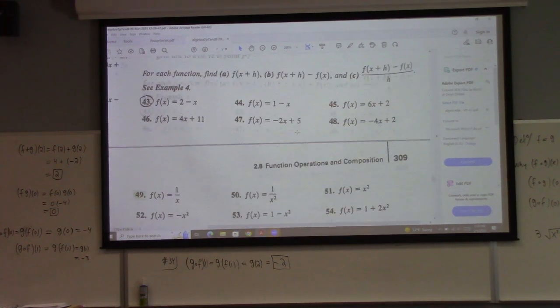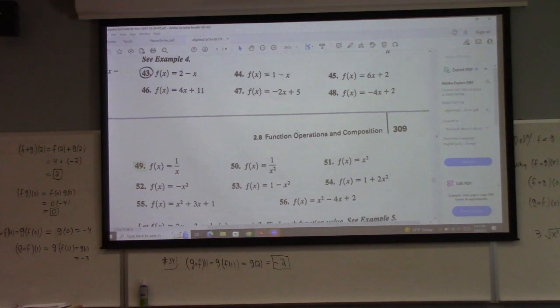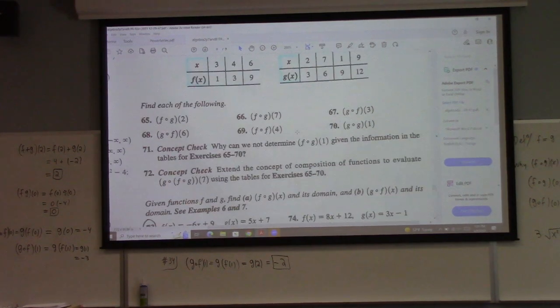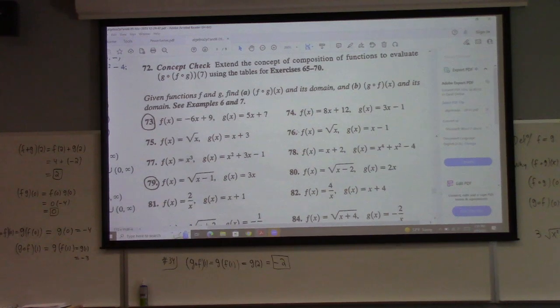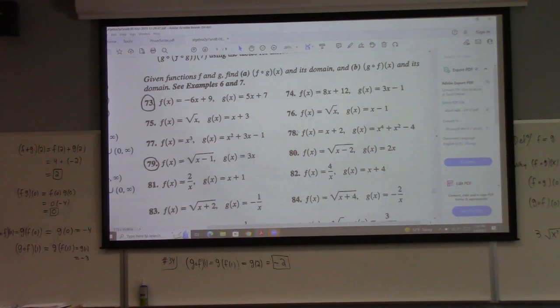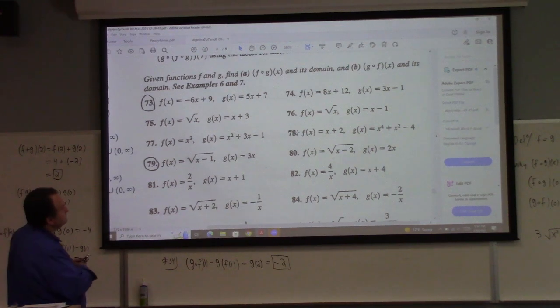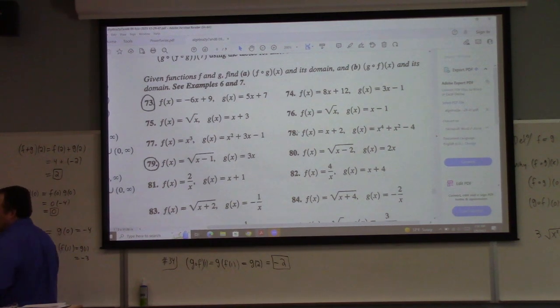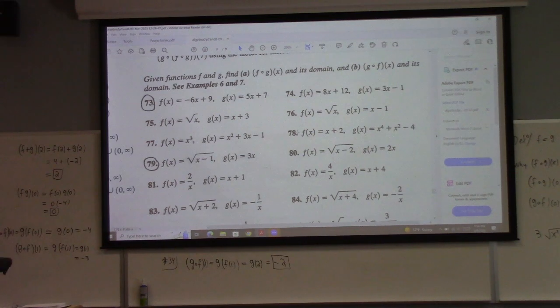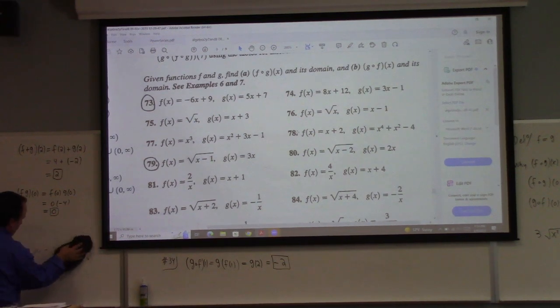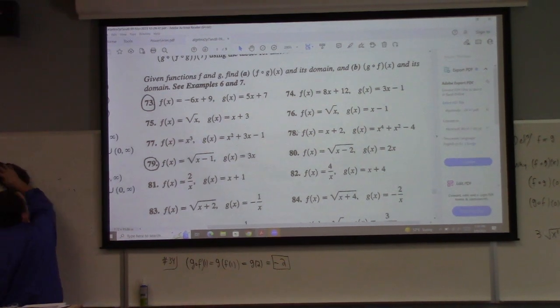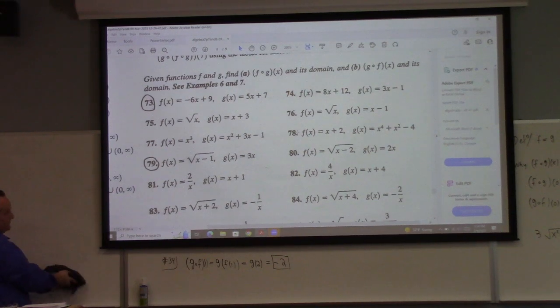Well, we should do some more composites, right? So let's try those out. So I'll do one more composition. We'll be doing more composition in the future anyway, but here's one more for today. Let's do number 73, right?